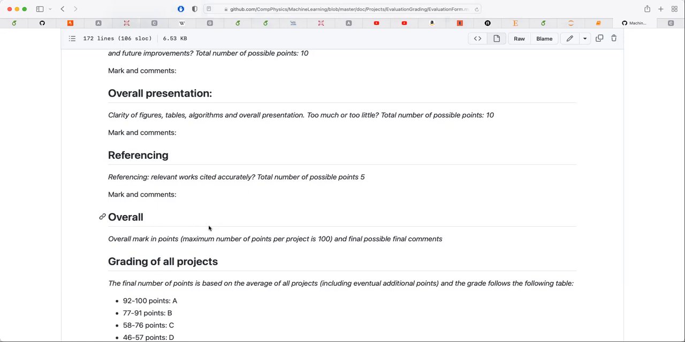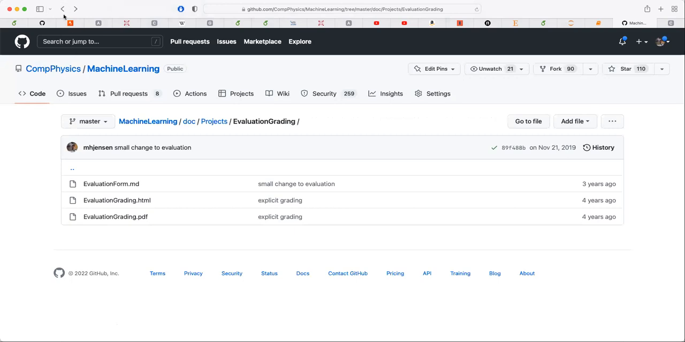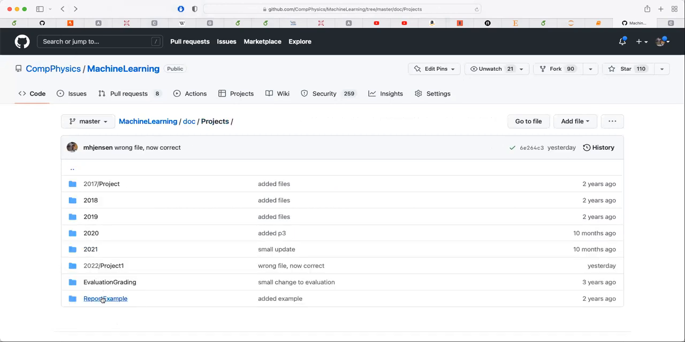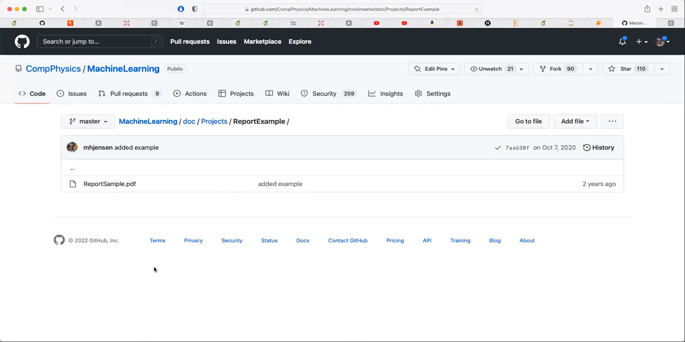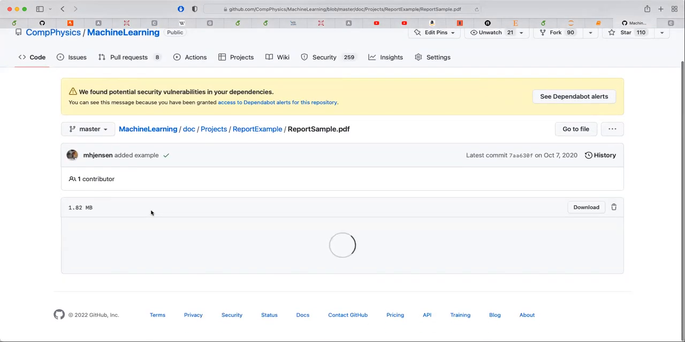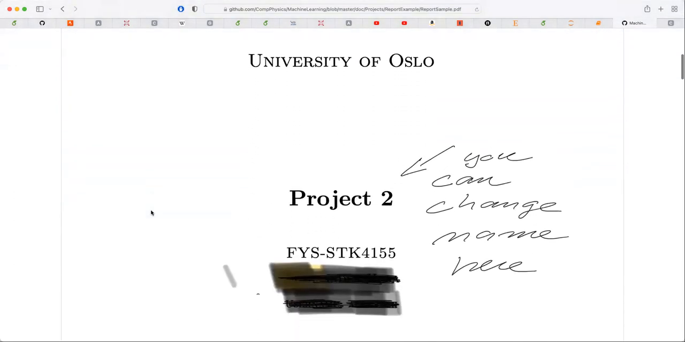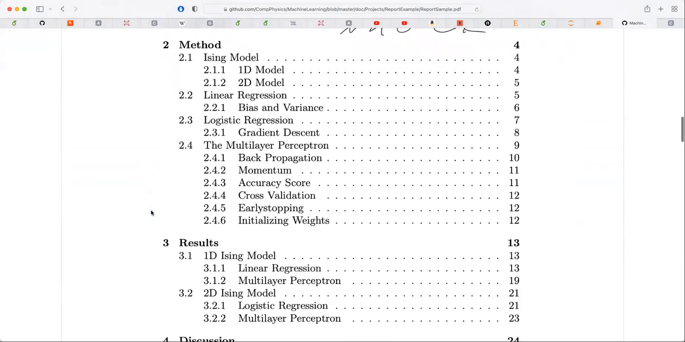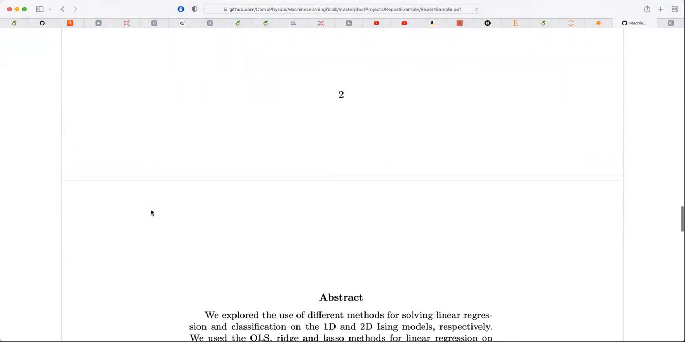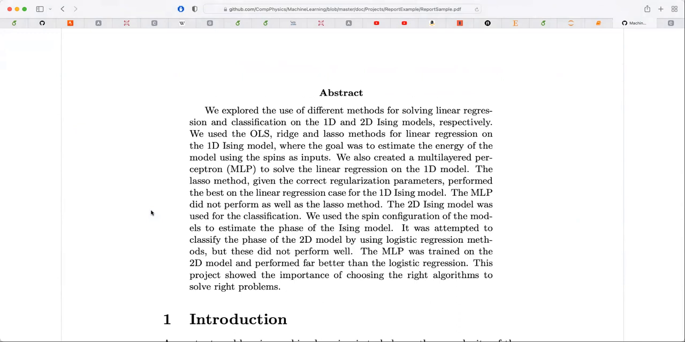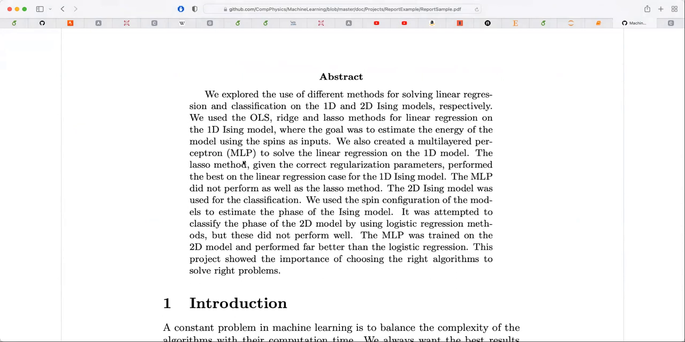There are many different ways of writing the reports. There's an example which you can find here. So there's a report example, you can take a look at it. I'm going to put in some more examples here. This is a report which was written, I think, for project number 2. You don't need something like this, but this would be a typical example. It was applied to a system that was more physics oriented.